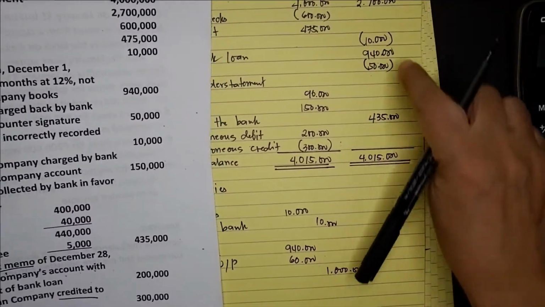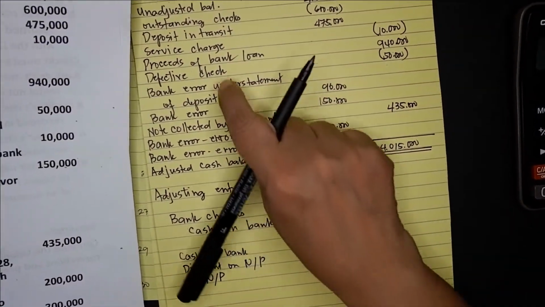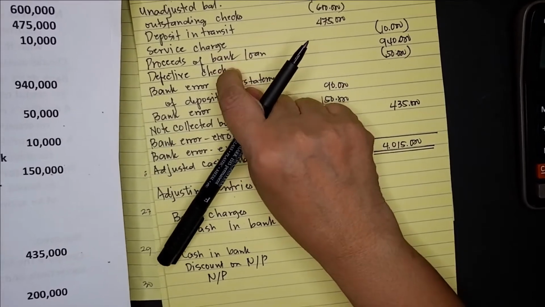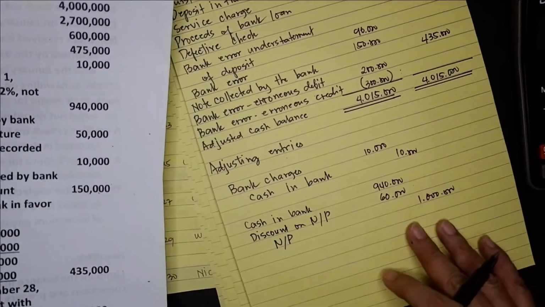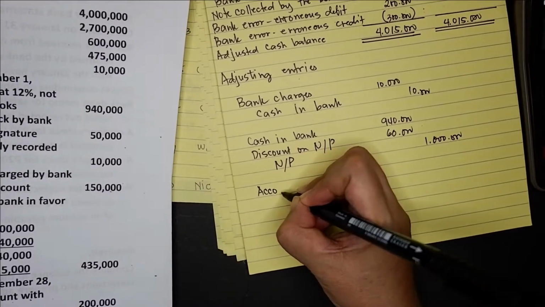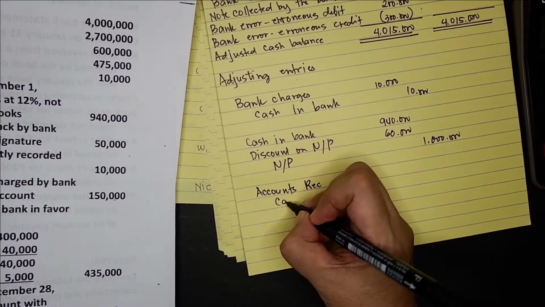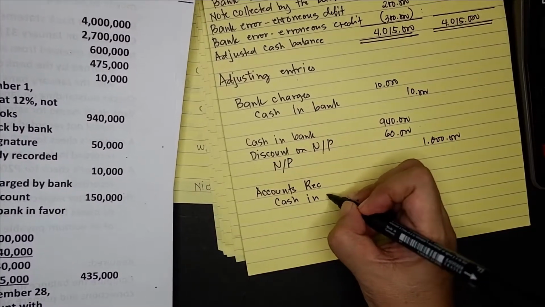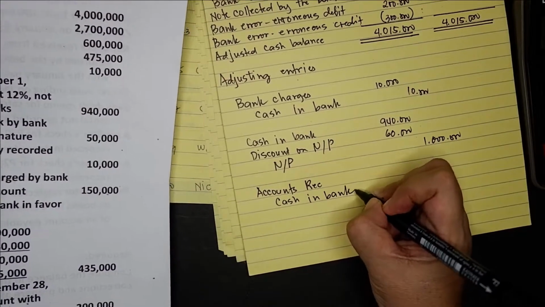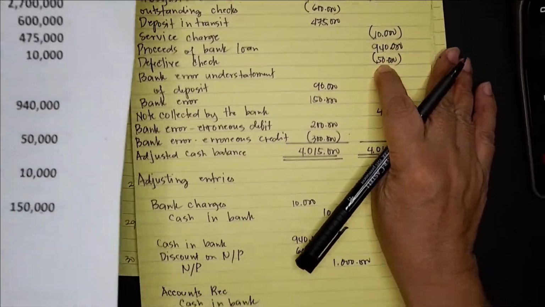Okay, and we have our 50,000. What is this? Defective check. Again, if it is an NSF check, it is always accounts receivable. So we have accounts receivable and credit cash in bank. How much is that? That is 50,000.